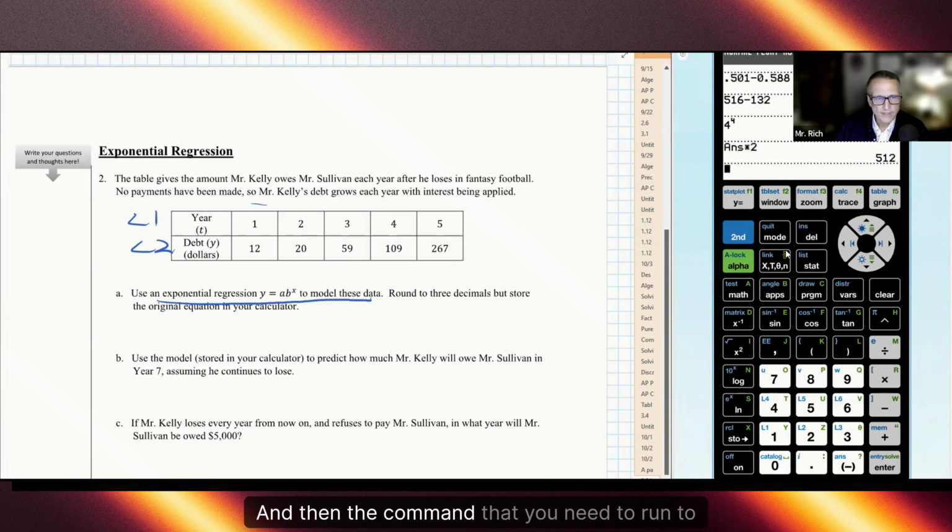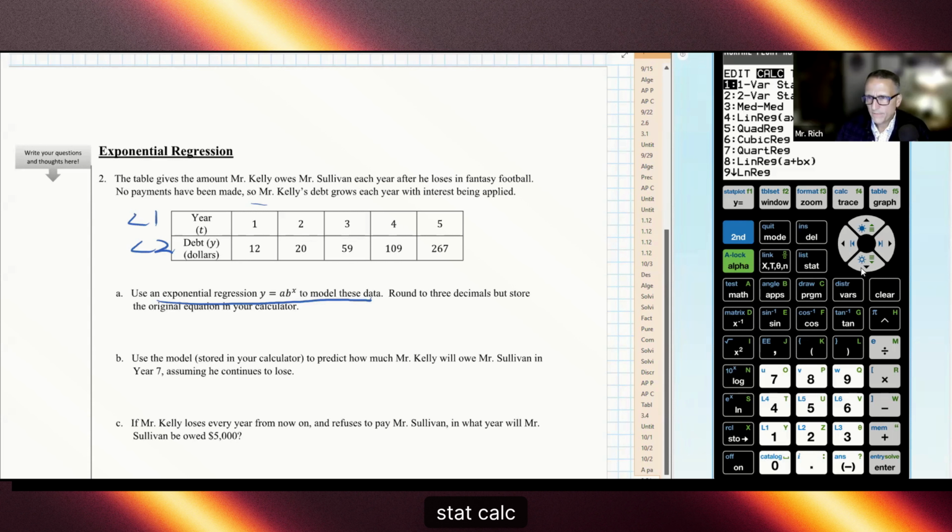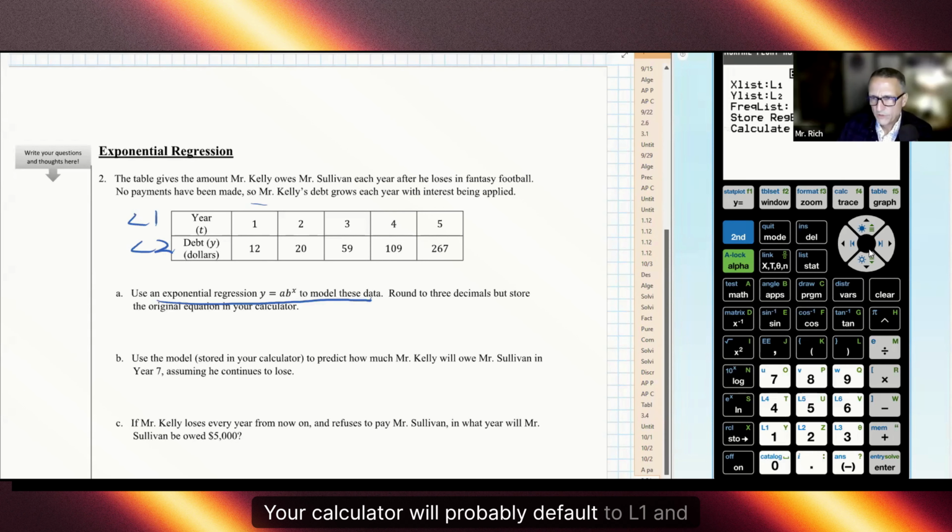And then the command that you need to run to actually do the exponential regression is you're going to do stat calc, and you're going to run 0 in the stat calc menu. It is going to ask for the X list and Y list, which is L1 and L2. Your calculator will probably default to L1 and L2. You leave the frequency list blank. You store the regression equation right here.